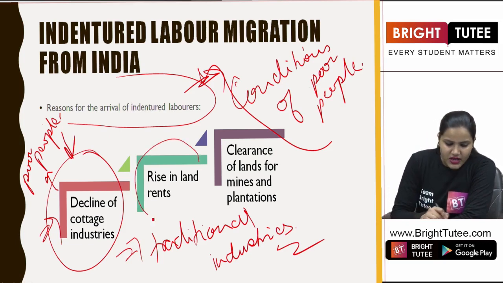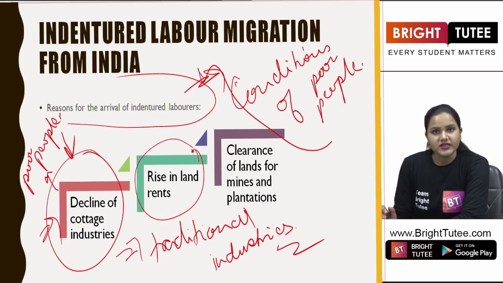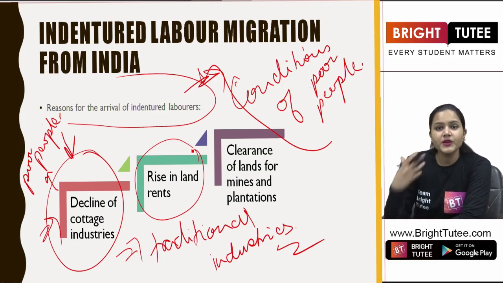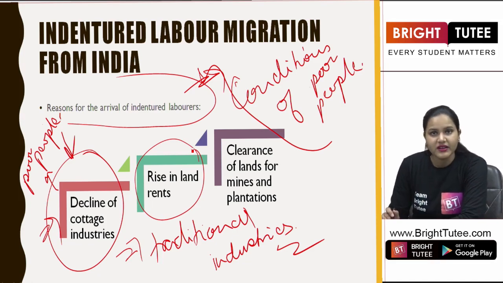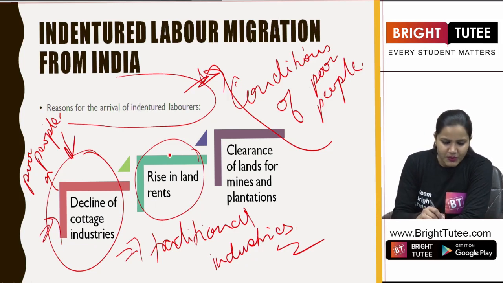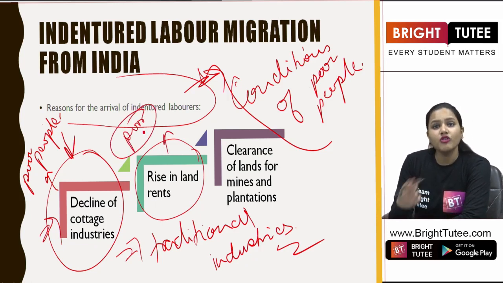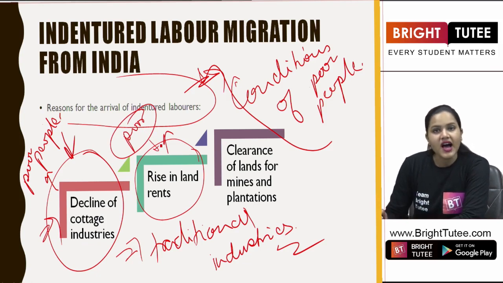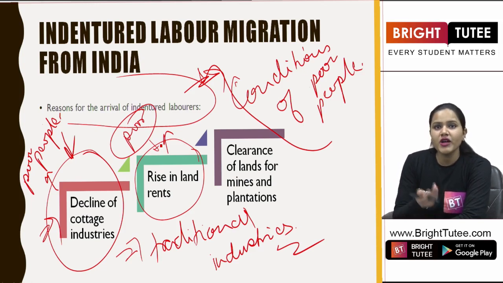The second reason was the rise in land rents. Now what are we seeing here? That the rents of the land were also rising. And who was extracting this much rent here? Obviously the colonial rulers, right? So these people were quite poor and they could not afford to pay such high rents for the land they had taken. So again they were left with no other option. They had to go and work under them, correct?